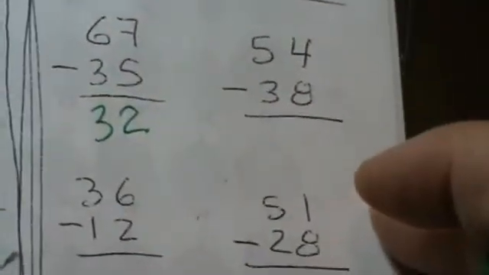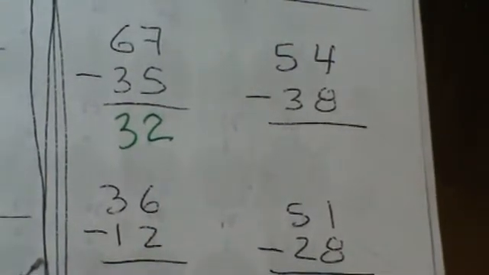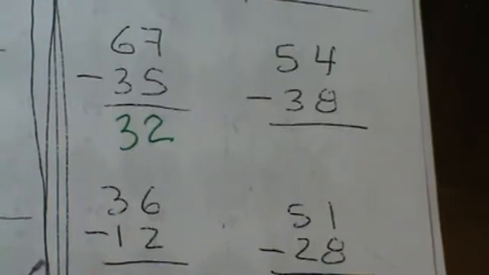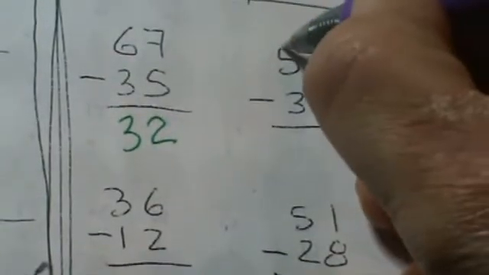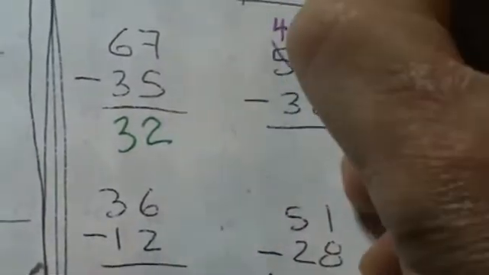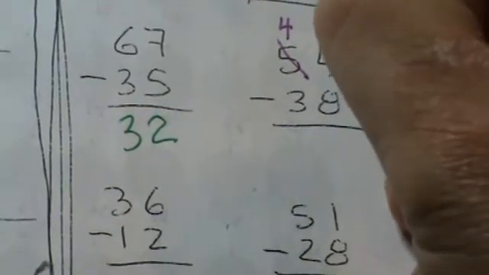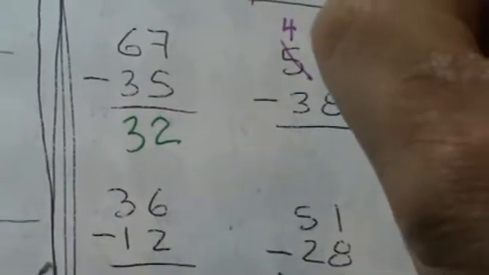Next one. Can I take away 8 from 4? Si yo tengo $4, ¿te puedo dar 8? No, ¿verdad? So I have to ask the neighbor. So this 5 is not going to be 5 tenths anymore. It's going to be 4 tenths. And then I give to the ones 1 tenth. And I already have a 4 here. So now this is a 14.